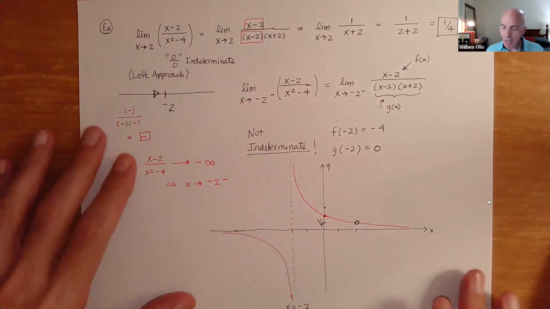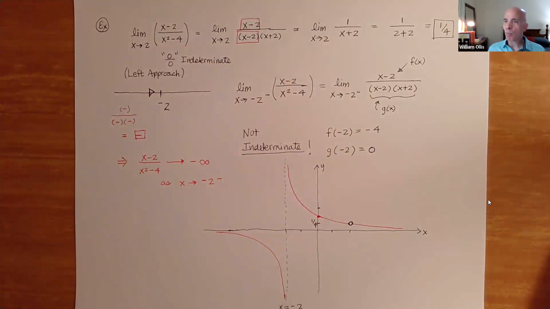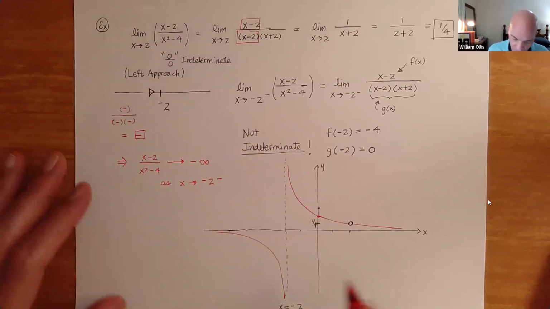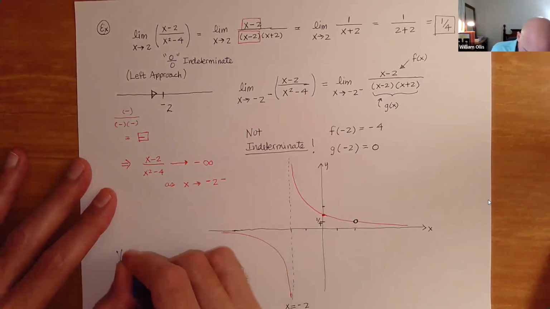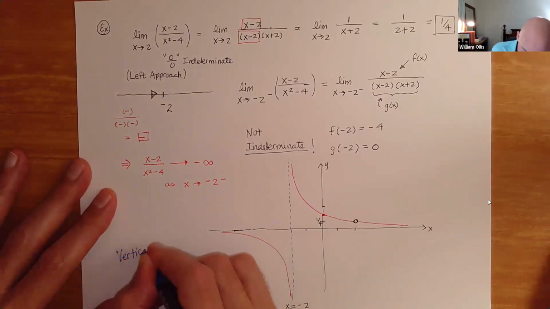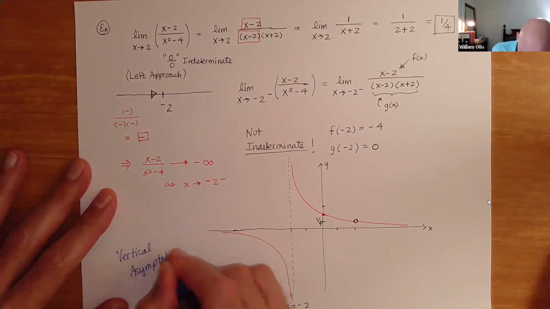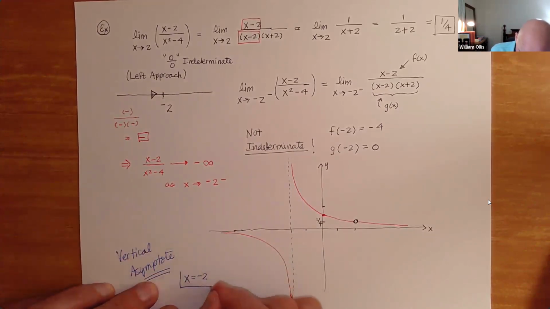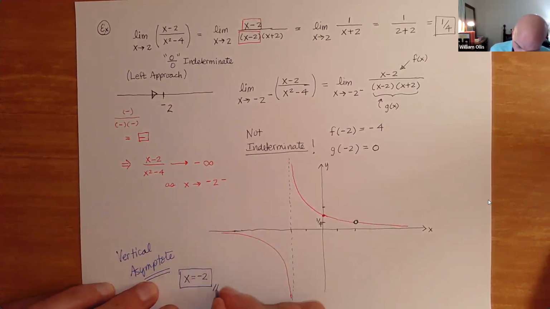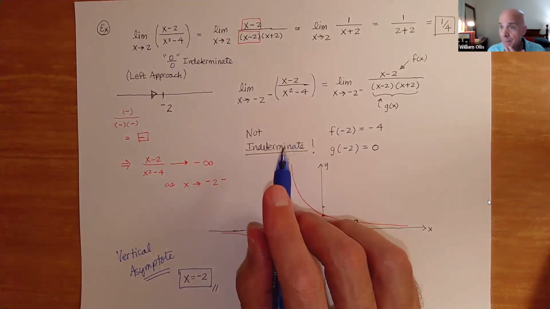So again, when it comes to spotting what we call the vertical asymptote, let me just spell that out. Vertical asymptote. We say x equals -2. So everything you've learned before in your previous classes, I pretty much did here.